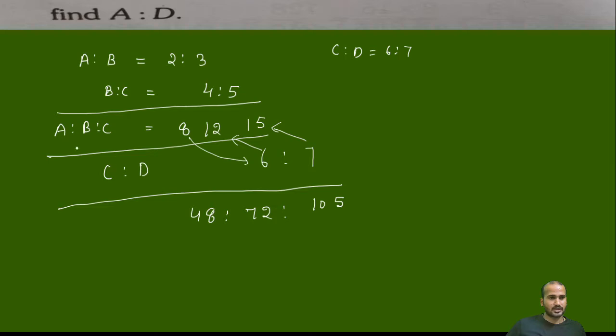Okay, this will be A, B, C, and D. One value is missing now. Wait, I'm doing something wrong. C ratio D, so here there should be 4 values. Yes. Okay, I'm making a little mistake here.